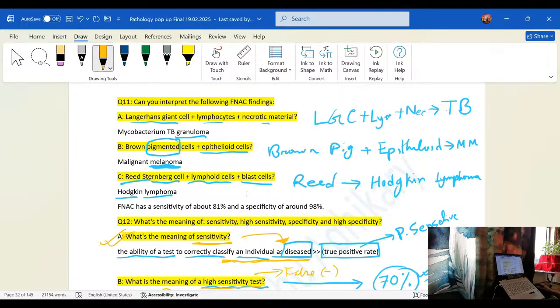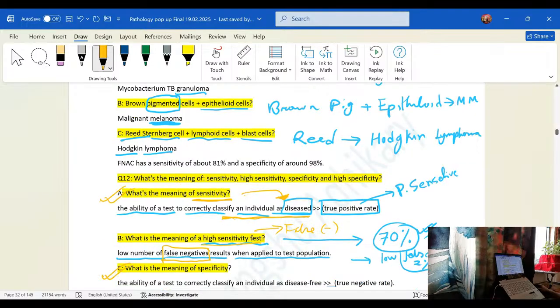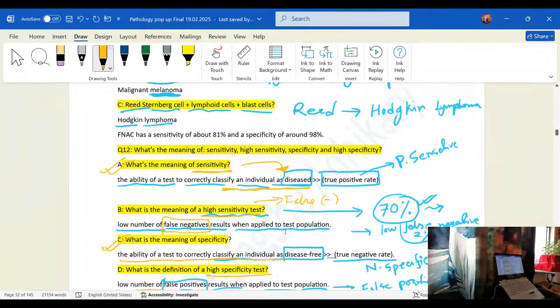Sensitivity is the ability of the test to correctly classify the individual as diseased. It is the ability of the test to correctly classify the individual as diseased.